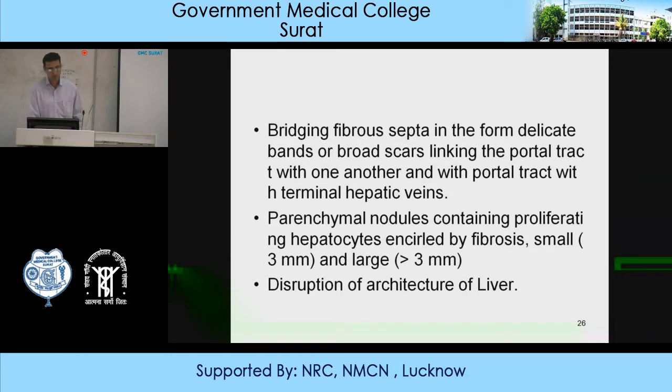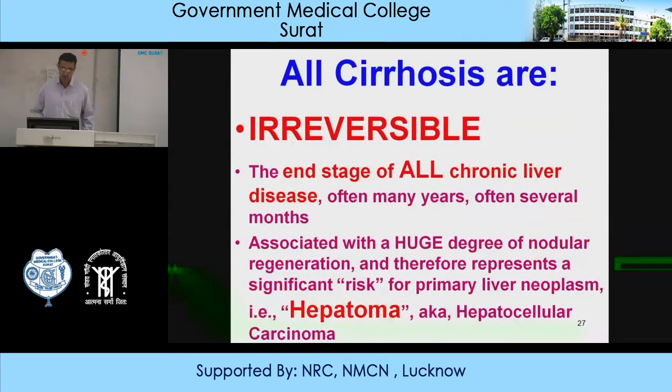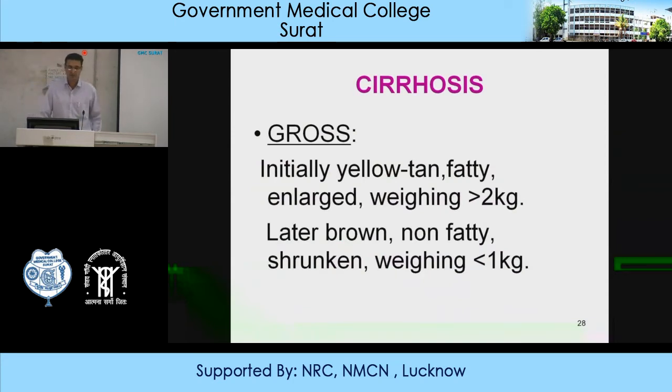All cirrhosis is irreversible. It is the end stage of all chronic liver disease, developing often over many years, sometimes over several months, and is associated with a huge degree of nodule regeneration and therefore represents a significant risk for primary liver neoplasm, hepatoma or hepatocellular carcinoma. On gross examination in cirrhosis, initially the liver is yellow, tan, fatty and enlarged, weighing more than 2 kg. Later it becomes brown, non-fatty and shrunken, weighing less than 1 kg.